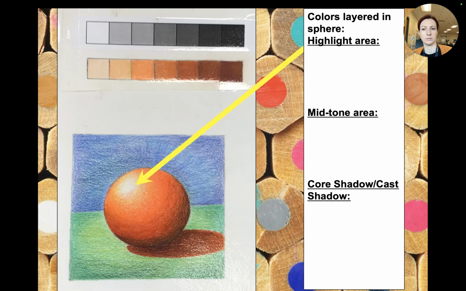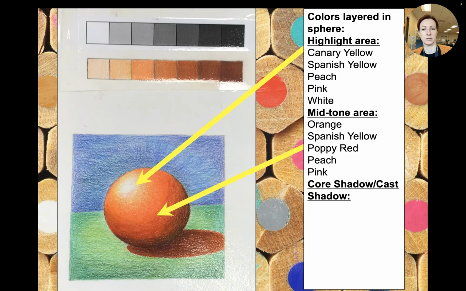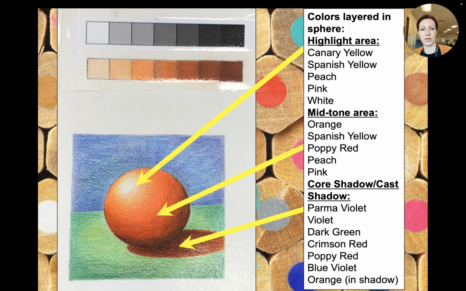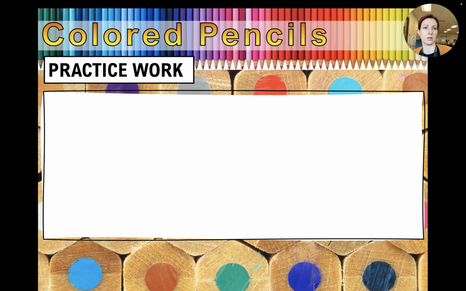So one more. So the highlight has all of these colors. The mid-tone has all of these colors. And then our shadow has all of these. I would even add a little bit more indigo in there, or possibly a little bit of the dark green to even make that shadow a little bit darker.